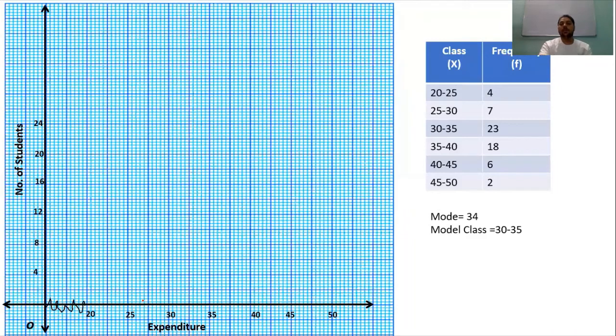For the second question, we have class intervals 20 to 25, 25 to 30, 30 to 35, 35 to 40, 40 to 45, 45 to 50. The frequency is given here. We have to find the mode. So again, we will decide the scale factor here. We have taken the expenditure along the x-axis and the number of students, that is frequency, along the y-axis. Then we have decided the scale factor: 2 centimeter equal to 5 units along the x-axis.